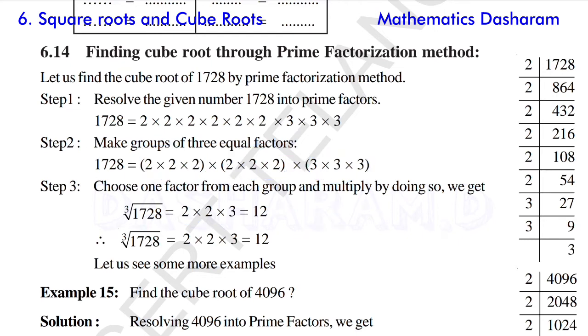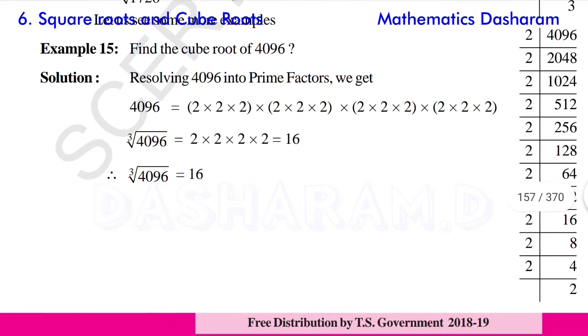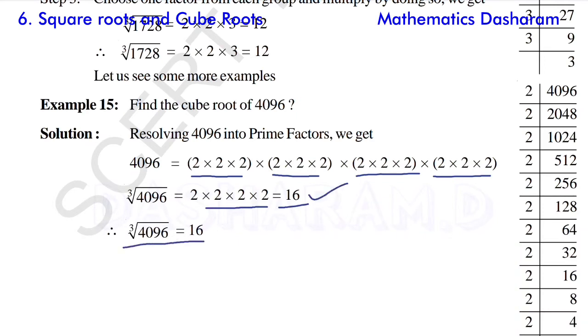Next, example 15: find the cube root of 4096. So here is the process. 4096 prime factorization. Next, 4096 equals one group, second group, third group, fourth group. From each group we take one number and multiply them, and it equals 16. So the cube root of 4096 equals 16, that is the answer.